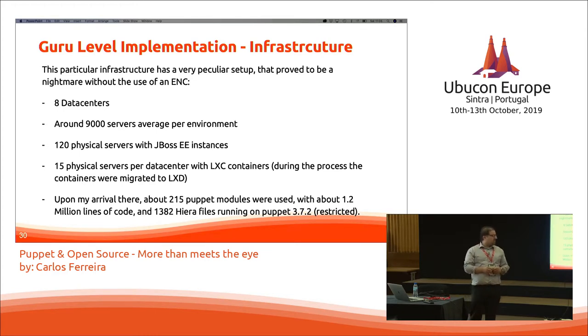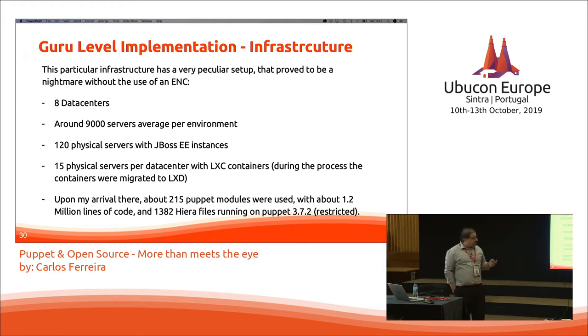120 physical servers with JBoss Enterprise Edition instances, 15 physical servers per data center with LXC containers, which during the process of installing everything were deprecated and changed into LXD containers with no clustering, I might add, because clustering is way too recent. But it was using HA duplication, so every node had its own counterpart.